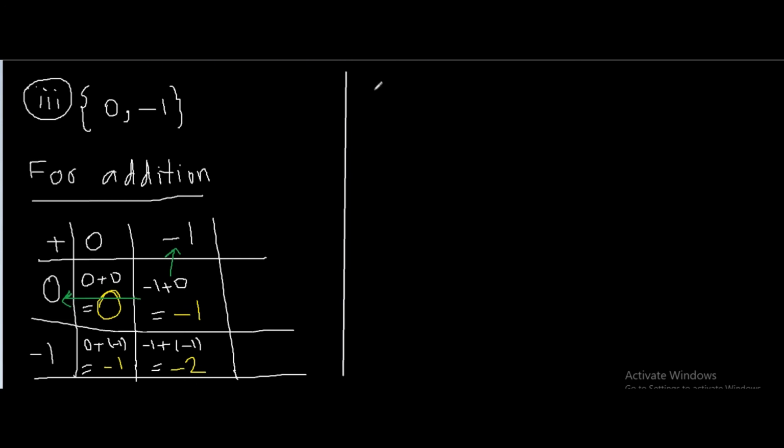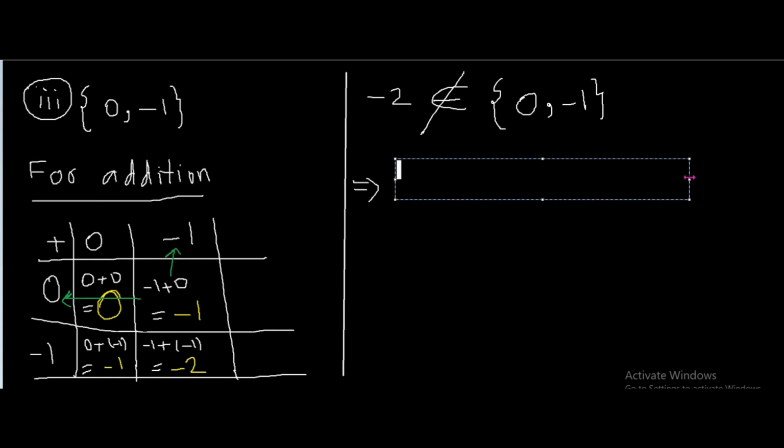So as -2 does not belong to the given set, this is the sign for does not belong to the given set. What is that set? 0 and -1. Therefore, the given set does not obey the closure property with respect to addition.